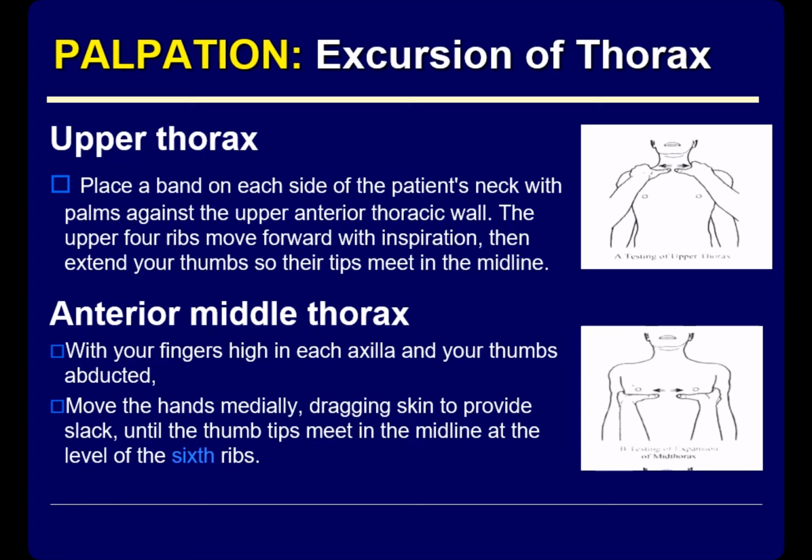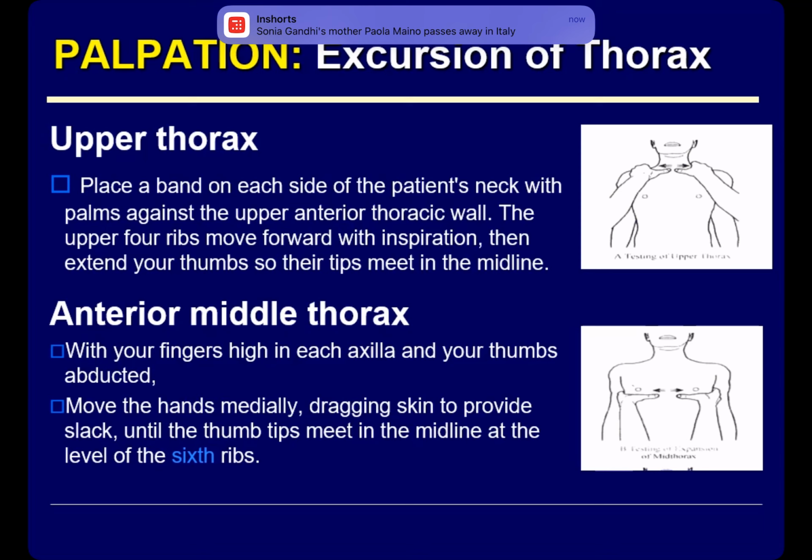For the anterior middle thorax, place your fingers high in each axilla and your thumbs abducted. Move the hands medially, dragging skin to provide slack, until the thumb tips meet in the midline at the level of the 6th ribs.